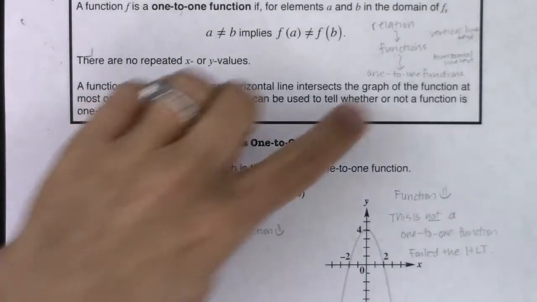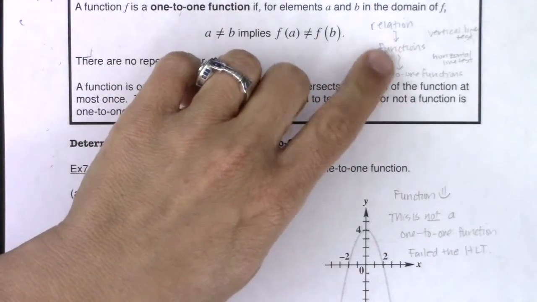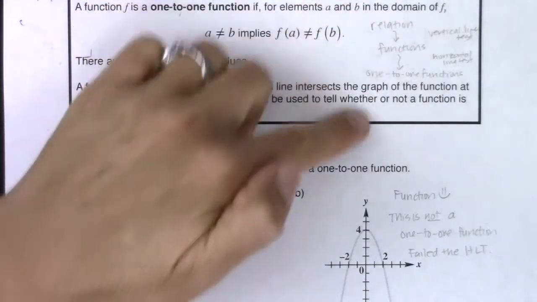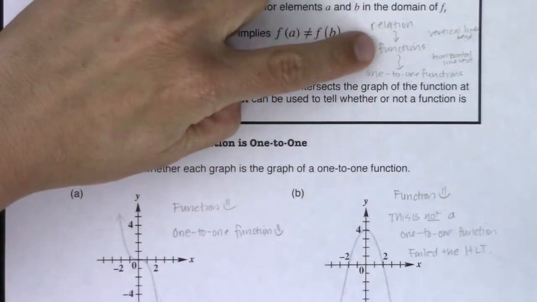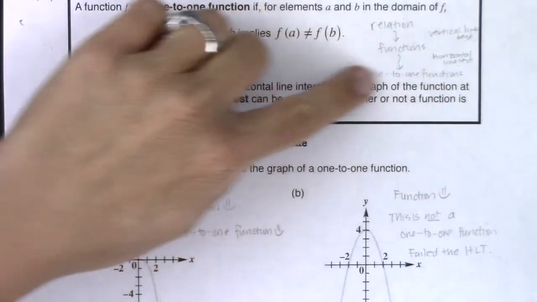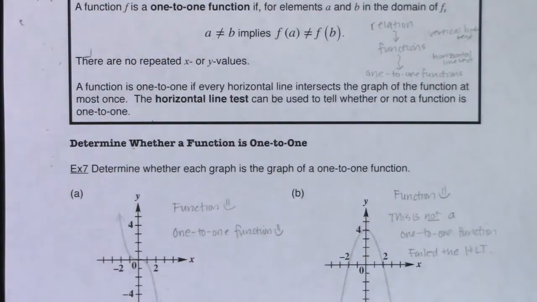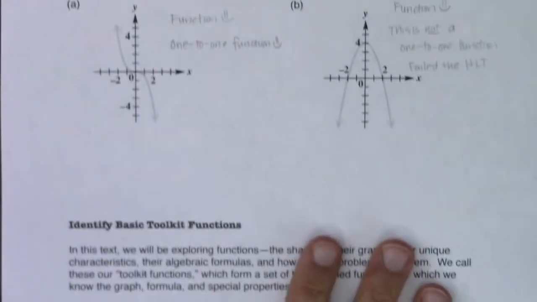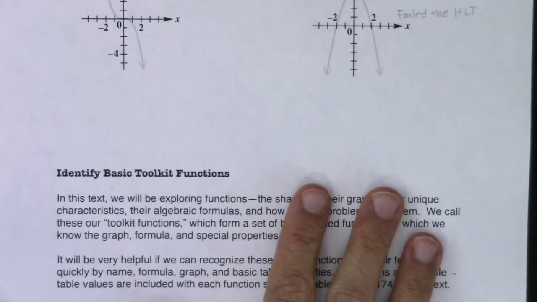Almost. So all one-to-one functions are functions, all functions are relations, but it doesn't go the other way. Not all relations are functions, and not all functions are one-to-one. And you get more properties the more specialized you get. Okay, so before we get out of here, I want to start to talk about something called our toolkit functions.